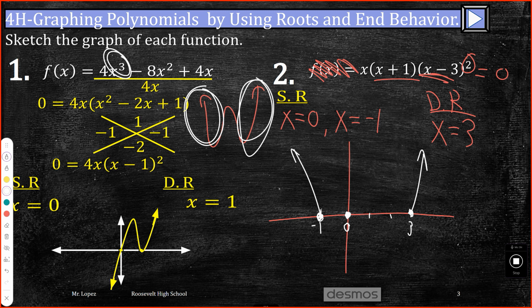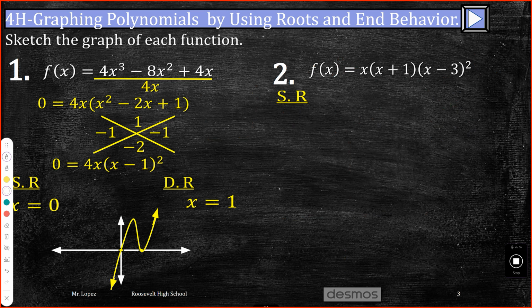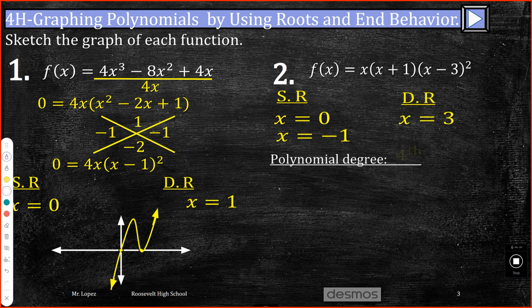And then we don't know how low it goes, but it's going to turn sometime. And it's going to go right through these single roots at -1 and 0. I don't know how high it goes, but it's going to turn around. And what is it going to do at 3? It's going to bounce. And there's the graph. Without a graphing calculator, that's maybe what it looks like. It's a 4th degree polynomial that looks like a W.